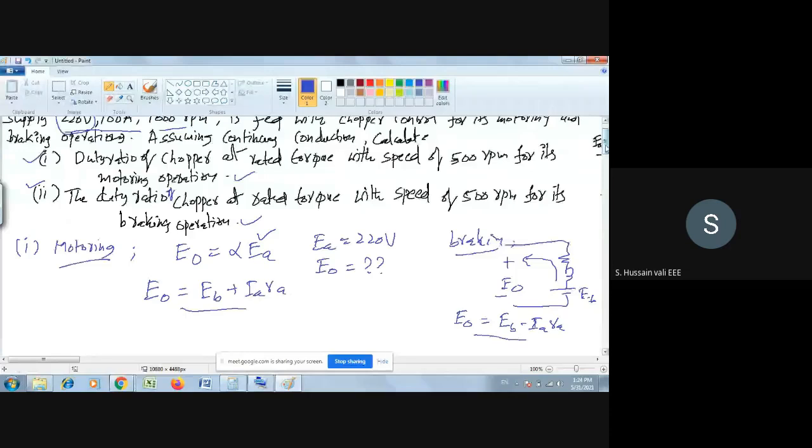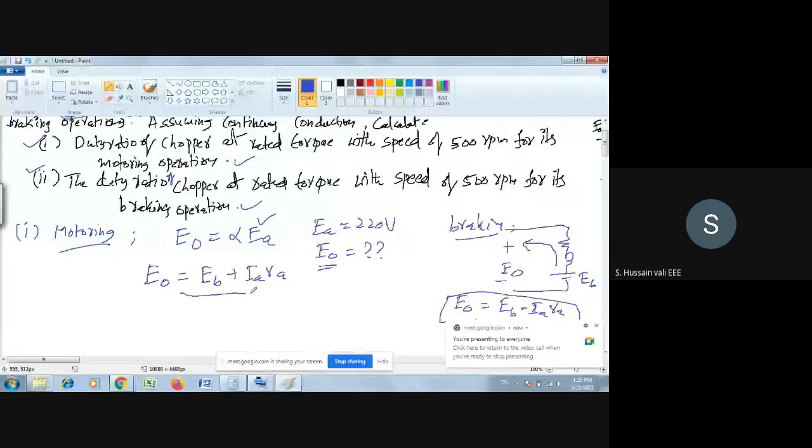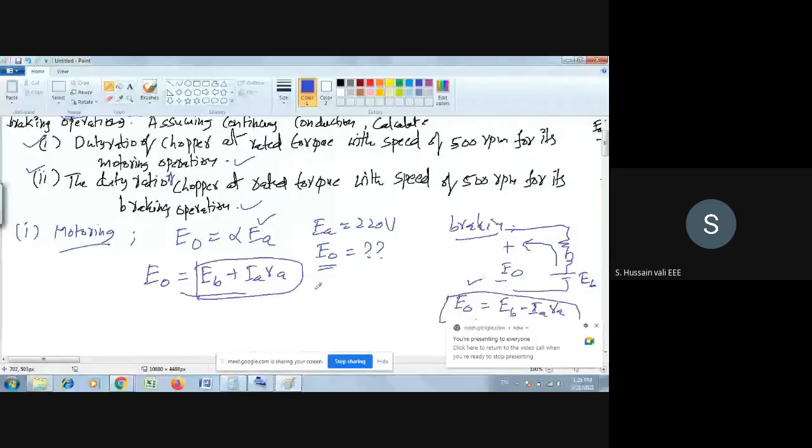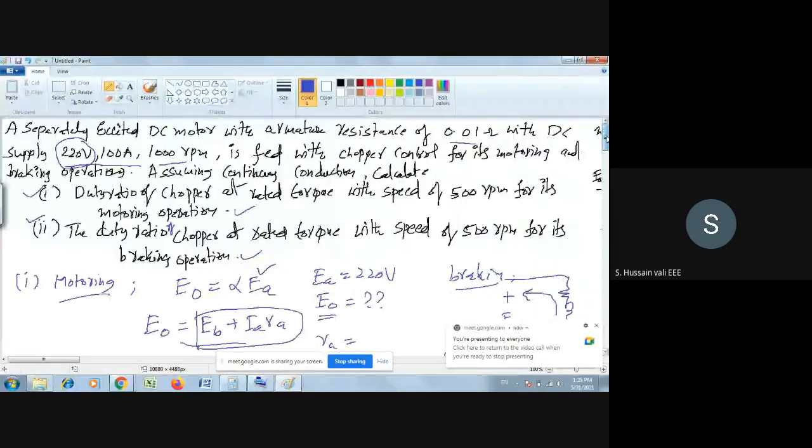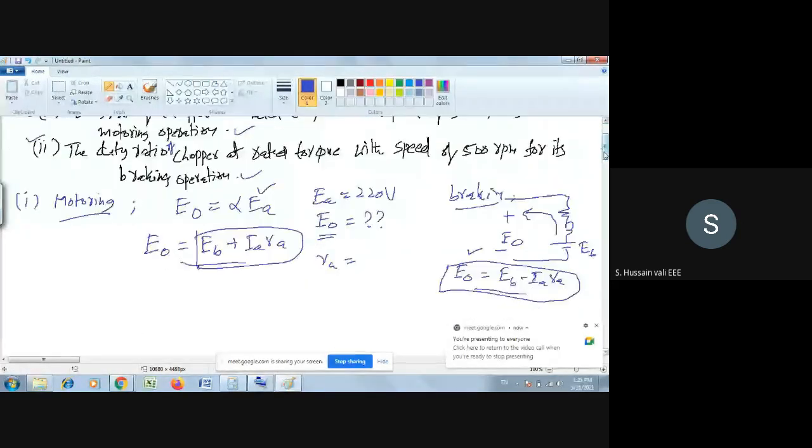Now, how do you find out E naught? You have this equation: E naught equal to EB plus IARA for motoring, whereas E naught equals EB minus IARA for braking. Now in this, what is RA? The RA value is given in the problem, I think 0.01. So he has given 0.01. What is IA? IA is the armature current.